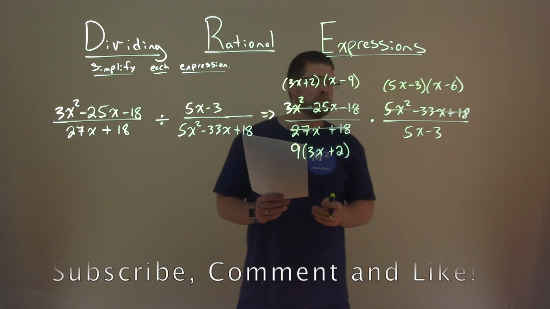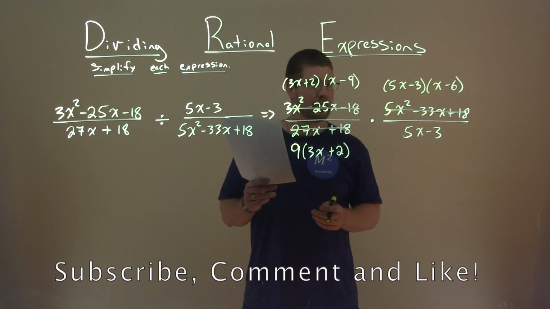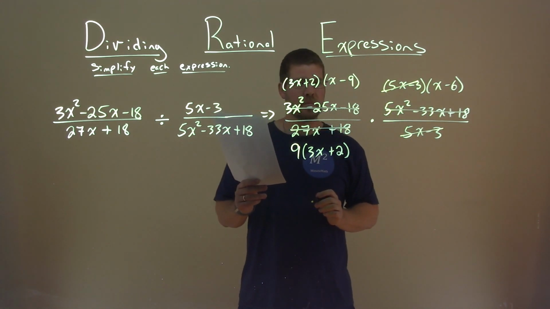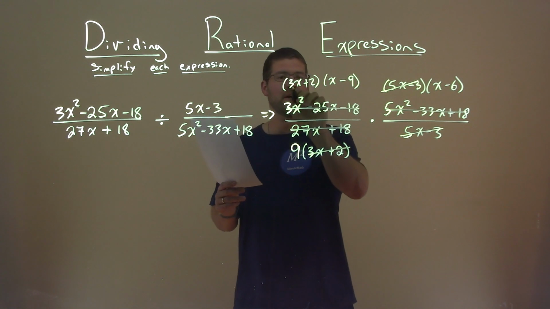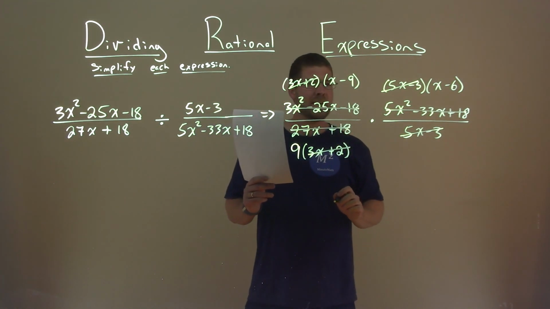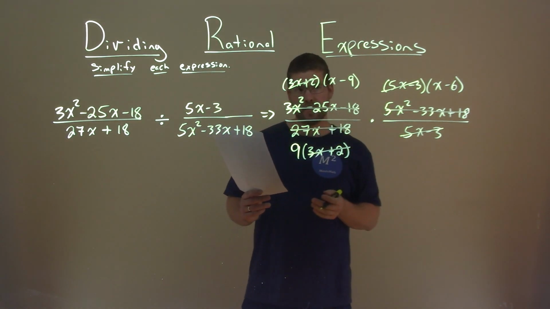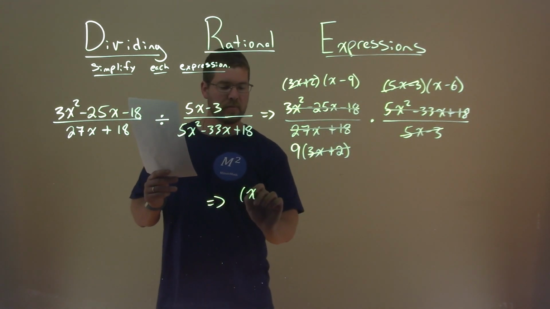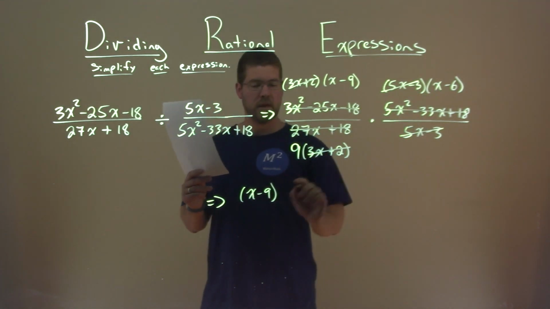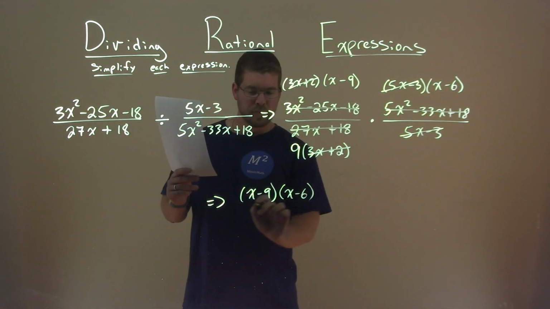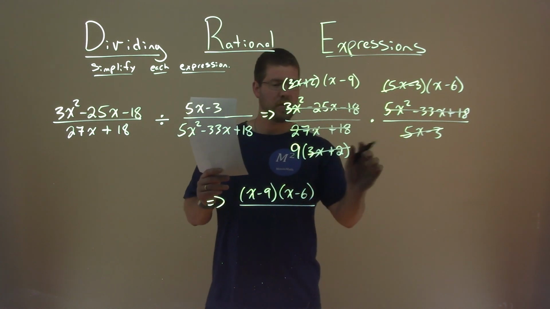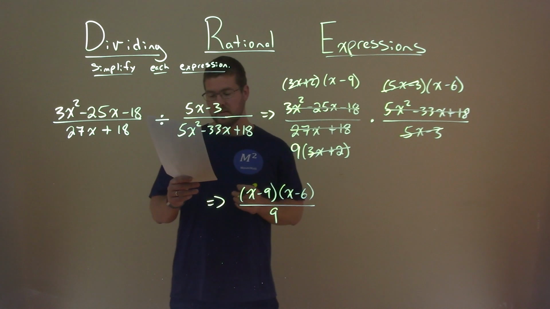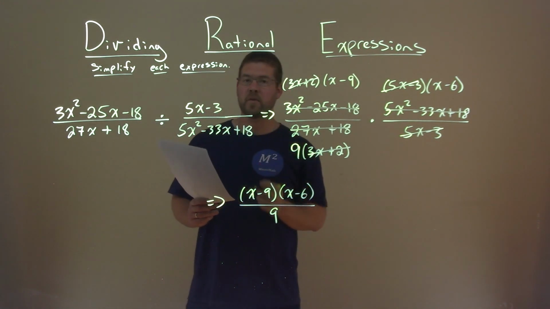So now what we're going to do is really cancel out what we can. I see a 5x minus 3 in the denominator and in the numerator. I see a 3x plus 2 in the denominator as well as the numerator. And nothing else really looks like it can simplify and cancel out. So what are we left with? Well, the numerator, I have my x minus 9 times x minus 6 over the denominator, which all that's left is 9. And so x minus 9 times x minus 6, all divided by 9, is our final answer.